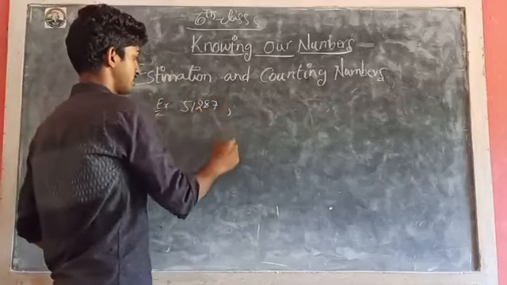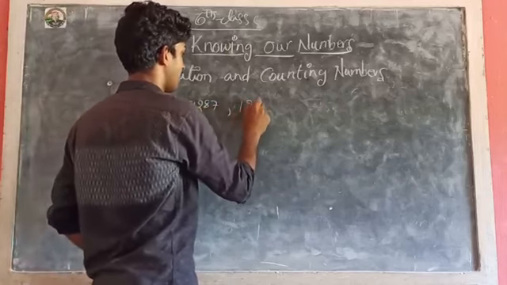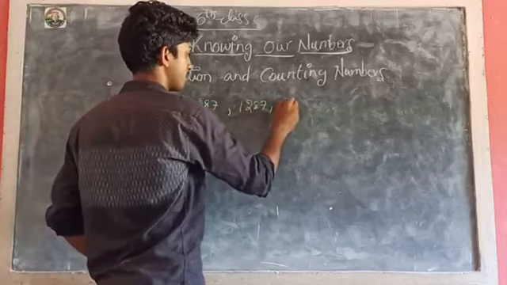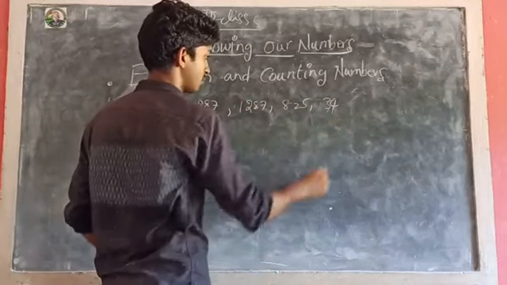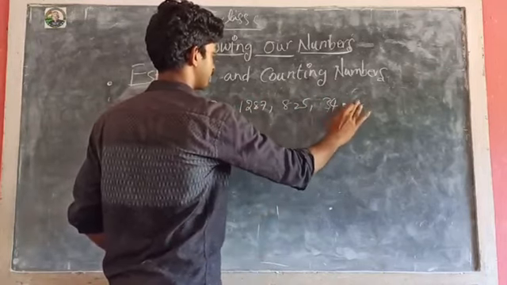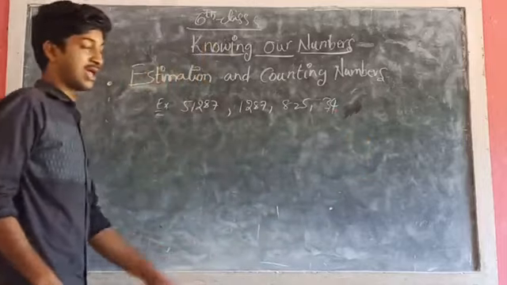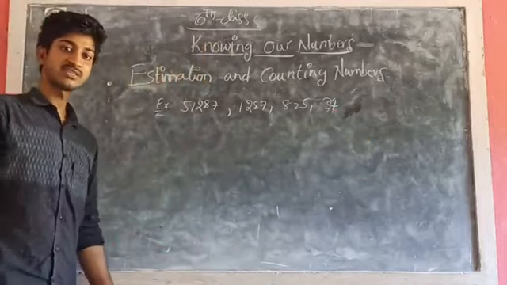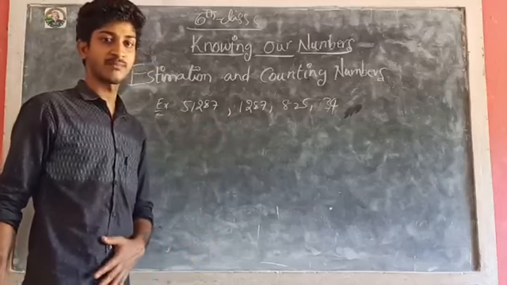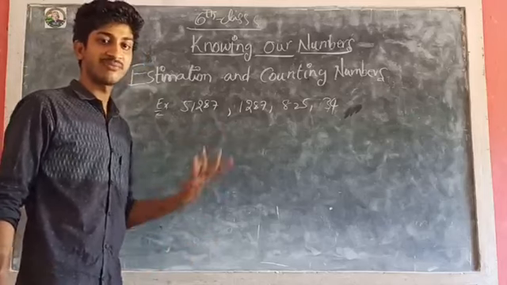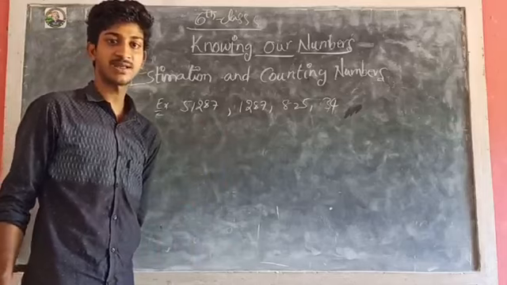51287, 1287, 825 34. Among these numbers, which number is the greater number and which number is the smaller number? How can you say which number is greater and which is smaller?